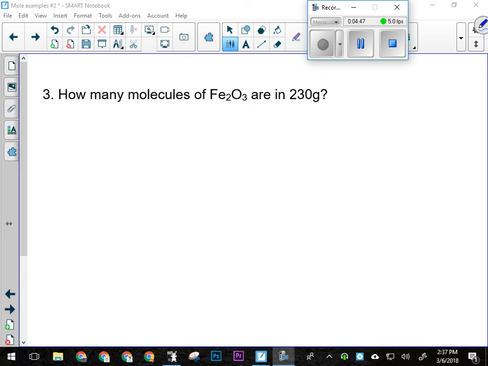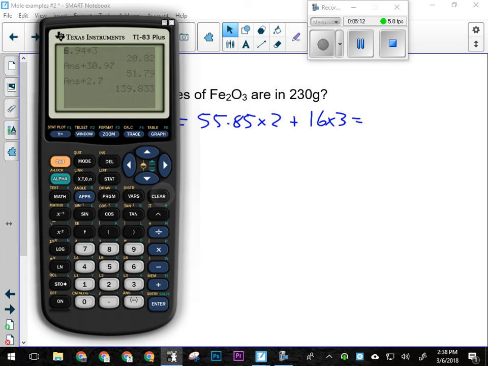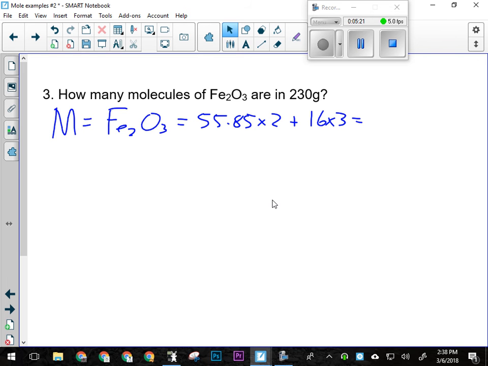On number 3, we're looking for the number of molecules of iron 3 oxide that are in 230 grams. First off, big M, Fe2O3, that's going to be 55.85 times 2, plus 16 times 3. So 159.7 grams per mole is our molar mass for iron 3 oxide.